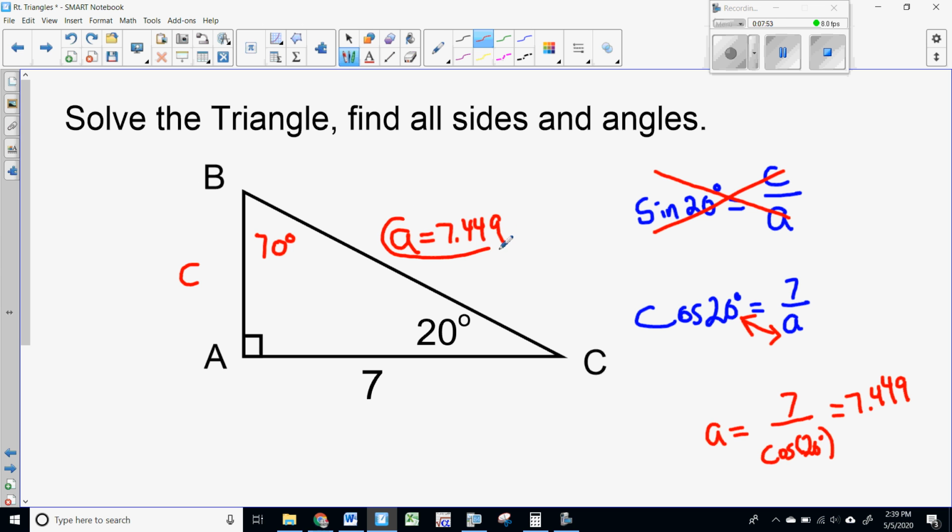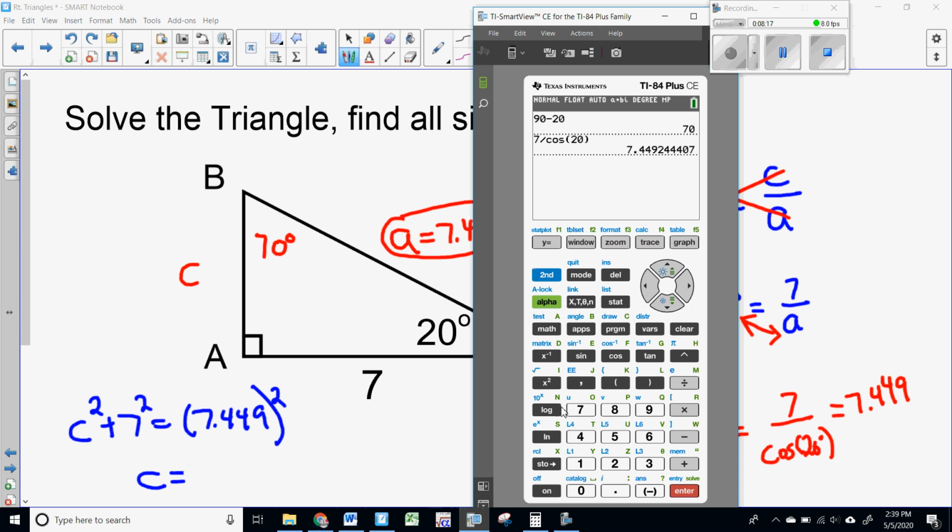7.449. Now at this point, I could continue to find my c by using trig functions, but now I know two sides. So I know from Pythagorean theorem that c squared plus 7 squared equals 7.449 squared. So like we've already done with Pythagorean theorem, I can come back to my calculator here, and I can square this minus 7 squared. Then I can take the square root of that to find what is c, and I get 2.548.